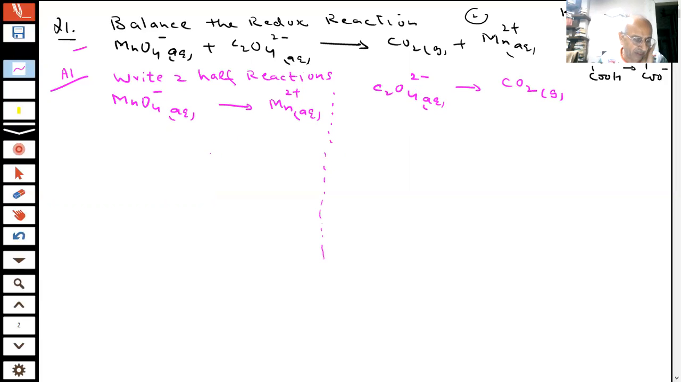Now you have to balance these two. What is this, oxidation or reduction? This is reduction. What is the oxidation number of manganese? I've just shown it here. How do you calculate the oxidation number of manganese?